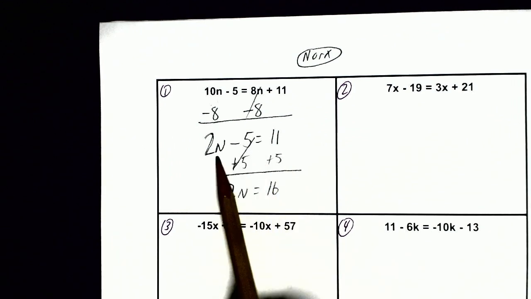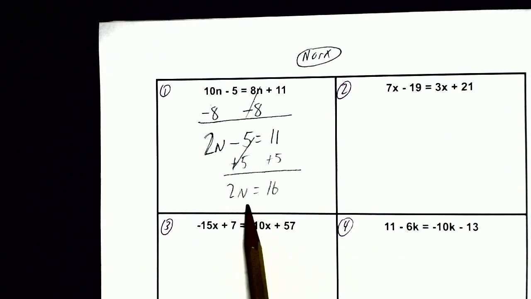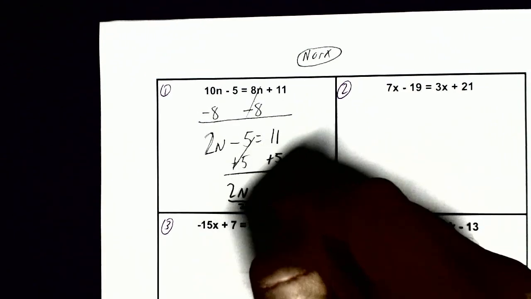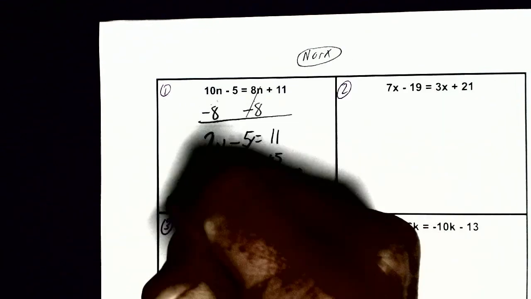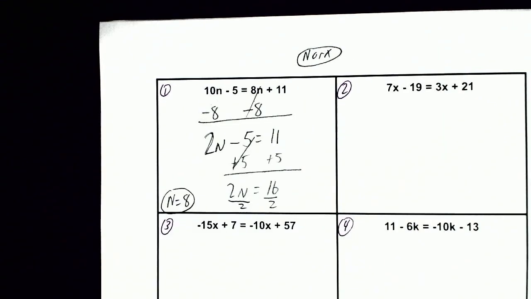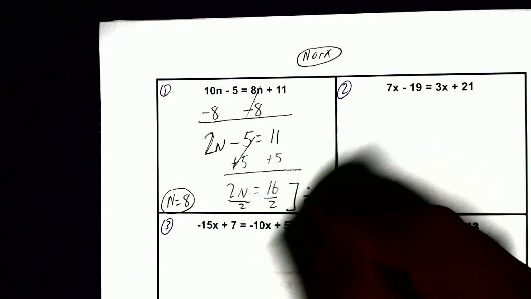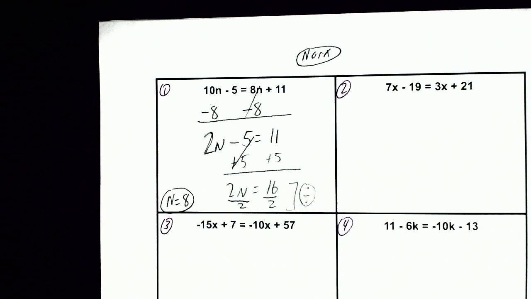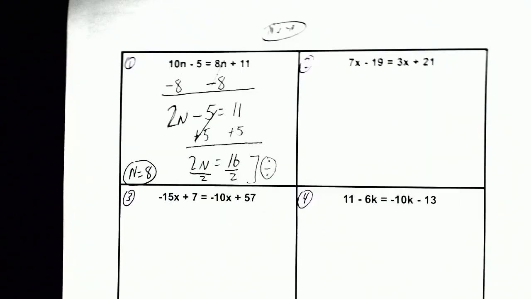There's my n. I have to get rid of my minus 5 with the opposite. Then I'm down to a 1-step right here. And I ended up not dividing by 2 yet. So n equals a positive 8. Where did I get that 8 from? I divided 16 by 2. Okay? I'm going to go down to, I think, question 4.